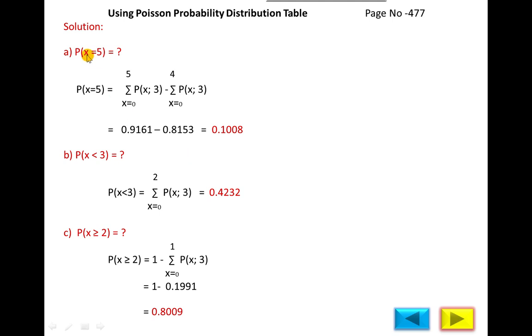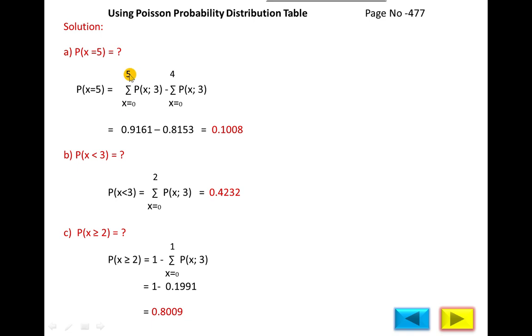This is page number 477. First condition, probability of x equal to 5. The procedure is the same. Instead of the binomial distribution notation we will write the notation of the Poisson distribution: P for Poisson, x variable, mu is 3. For exactly 5 we subtract the value of 0 to 4 from the value of 0 to 5. Same procedure as the binomial distribution. So first understand the video on the binomial distribution and then you can understand this.